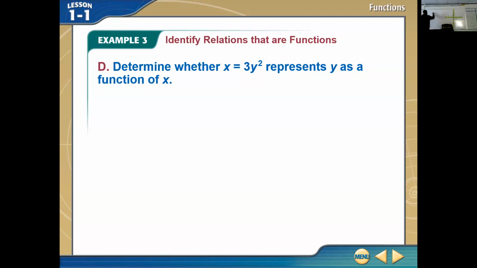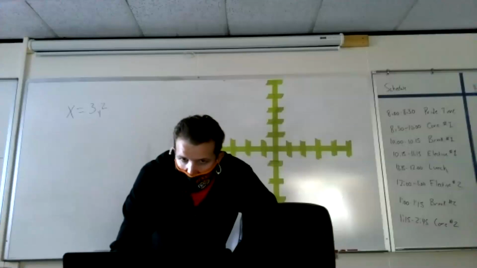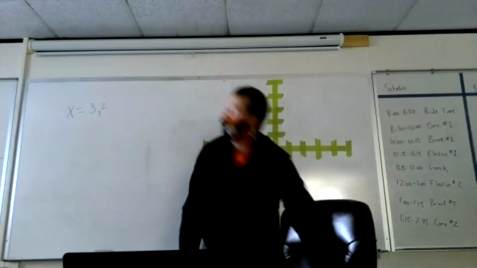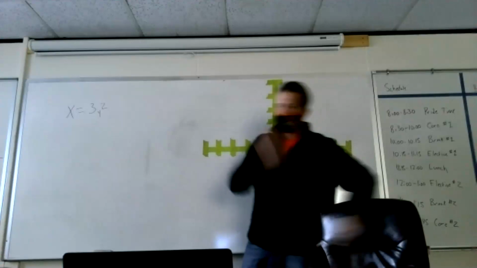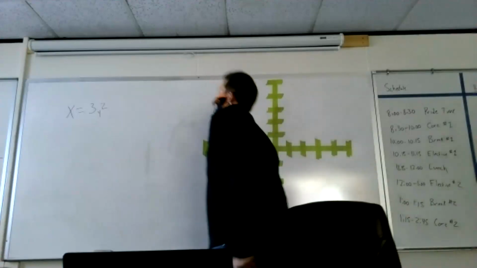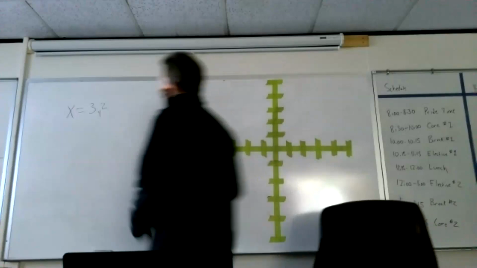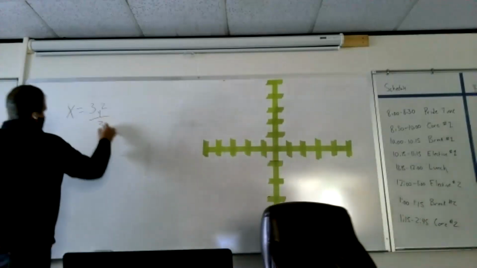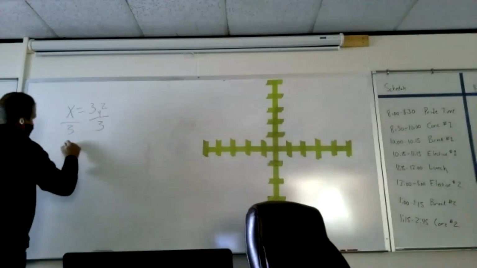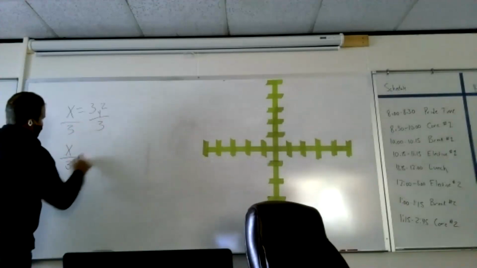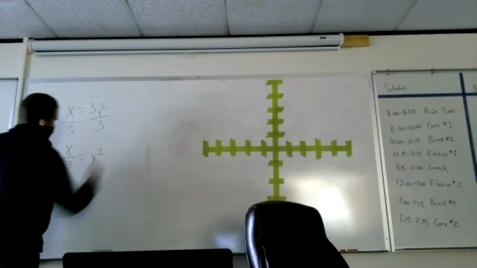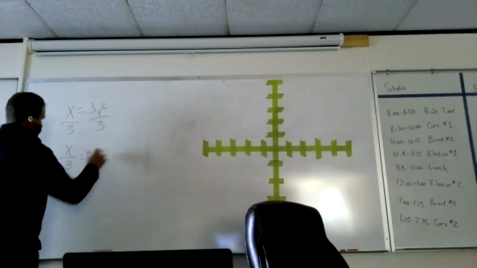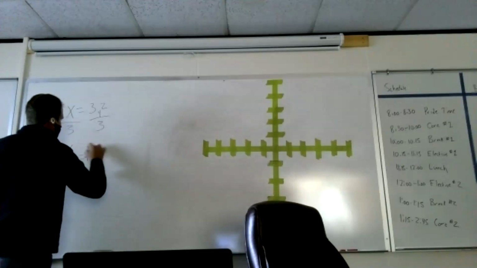X is equal to 3y squared, and it wants us to represent y as a function of x. So the first thing that we're going to do is we're going to algebraically solve this. You can see it's up in the top right corner, and we're going to try to isolate y so that y is in terms of x rather than the opposite way around. So the first thing we're going to do is divide by 3 on both sides. And we're going to have that x divided by 3 is equal to y squared. And then we have to take the square root to eliminate y squared, so we get y by itself.